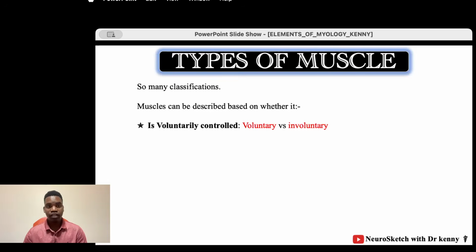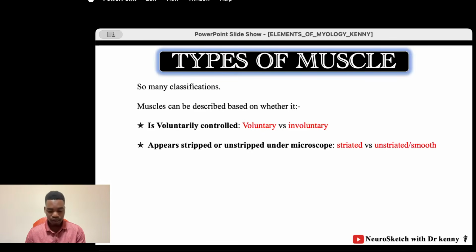There are many classifications when talking about muscles, and they have different bases. For example, a muscle can be classified based on whether or not it is voluntarily controlled, whereby we have voluntary muscles and involuntary muscles. There are also classifications based on the appearance of the muscles, whether or not the muscle is striated. So we have striated muscles and unstriated muscles, which are also known as smooth muscles. This is based on the striations, the stripes that appear under the microscope.